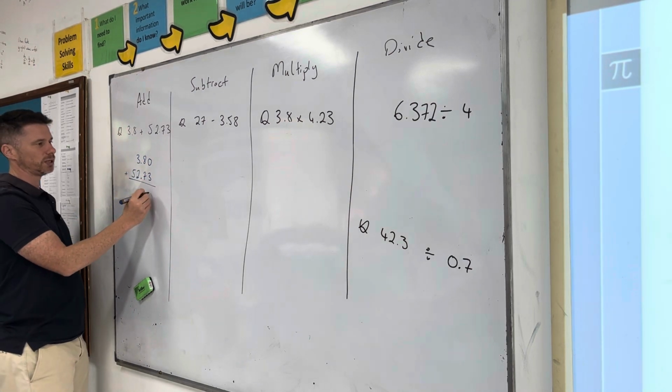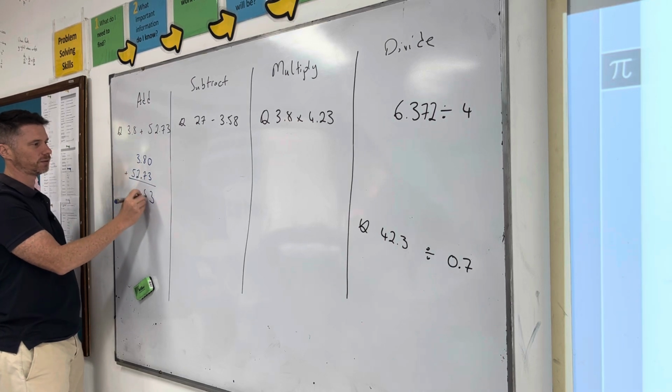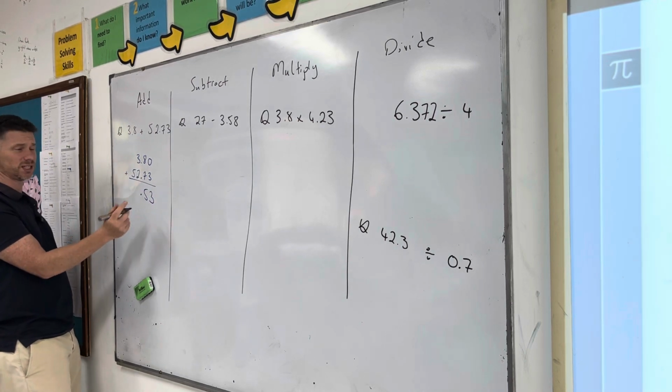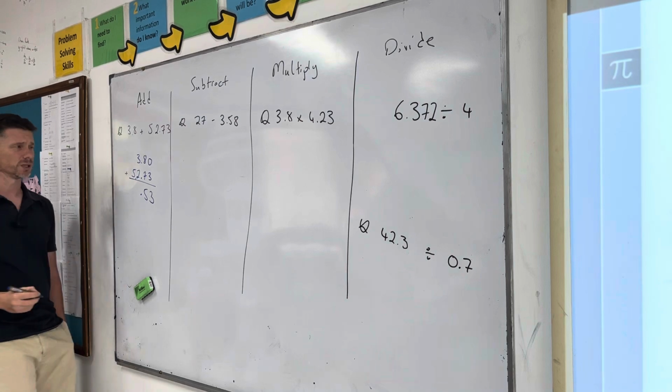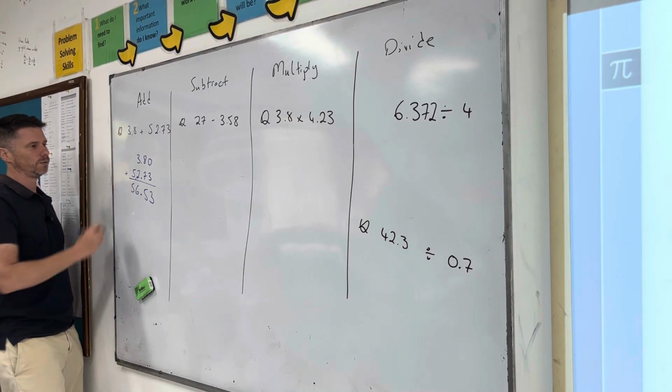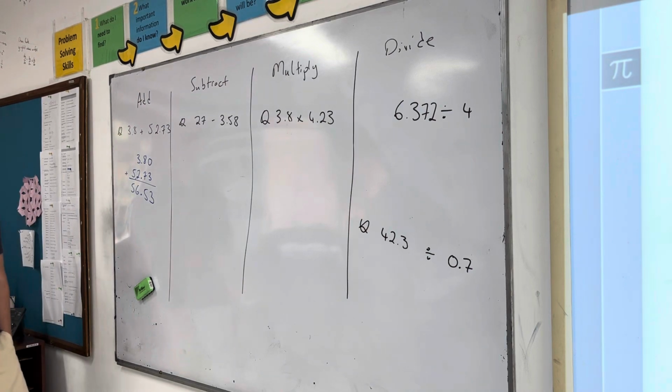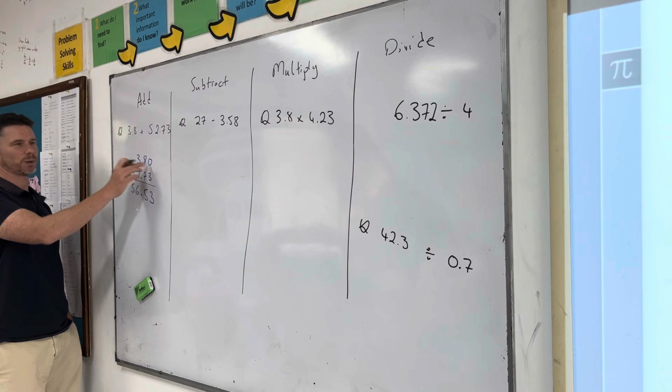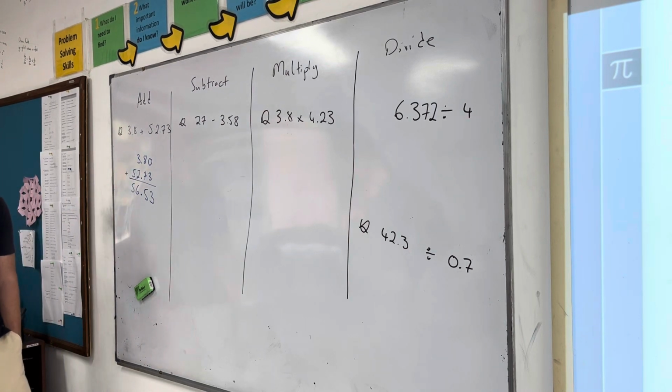So 0 plus 3 is 3. 8 plus 7 is 15. I carry that 1. That's 15/10, so I carry that 1 up here into the units. 3, 2, and a 1 makes a 6. And we have just a 5 here. So that's how we add. Make sure you line up the decimal places. If there's a space free, fill it with a 0.